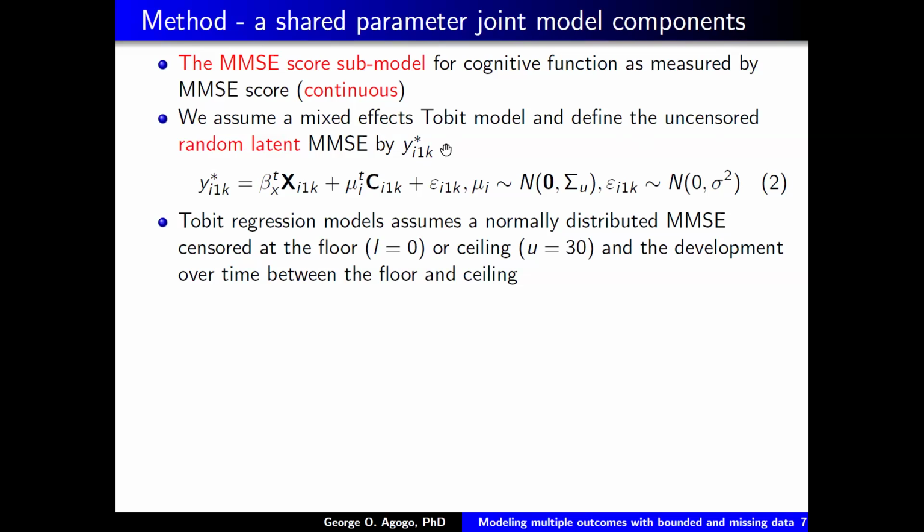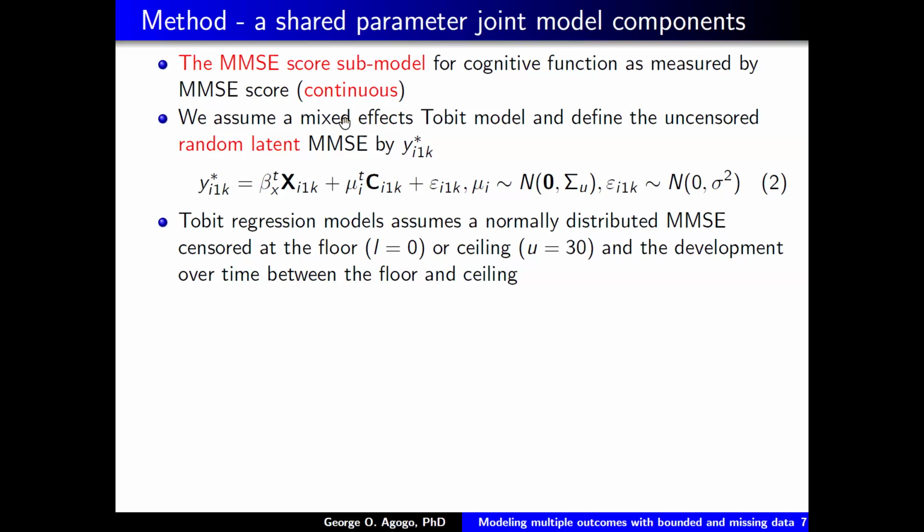Just to emphasize this: people can score the same maximum value or minimum value, but that doesn't mean they have the same cognitive status. There is random variability, or heterogeneity, among people who score exactly the same minimum or maximum points. So basically, this is how a Tobit model is defined.